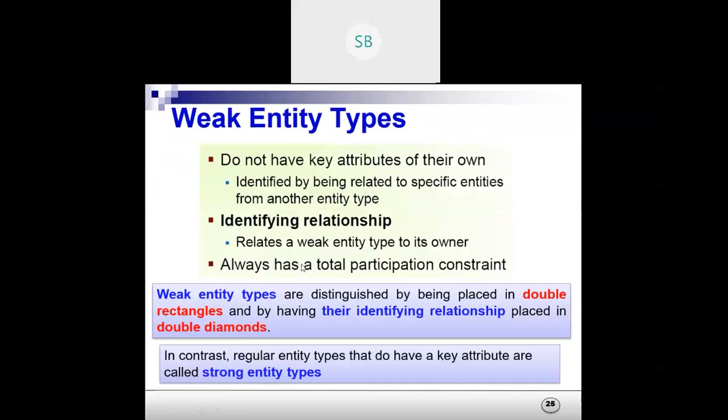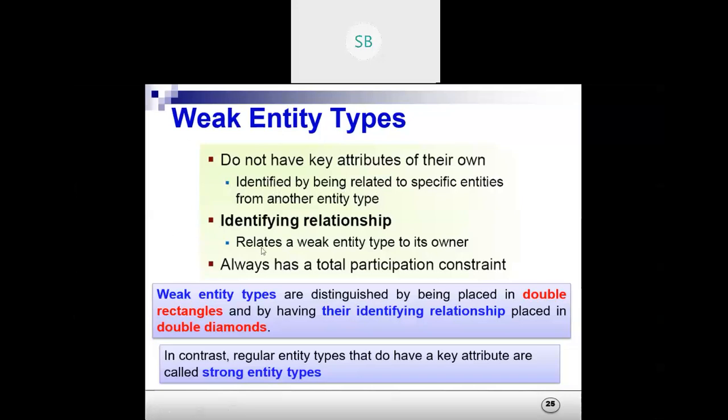So this is not identified by itself, and you need to identify it by relating to the strong entity. Like this dependent entity is related to the employee entity. We can find the unique ID for it. You can identify this weak entity by relating to the employee one in this case.